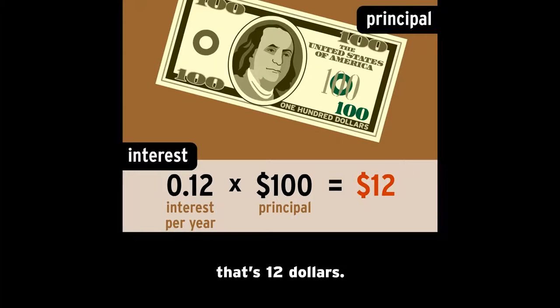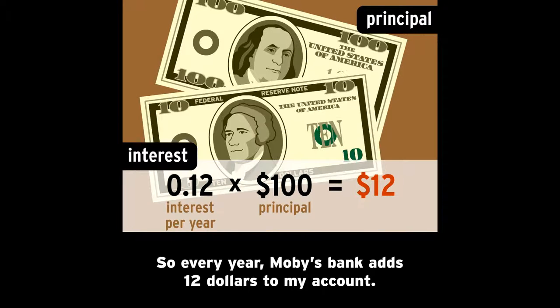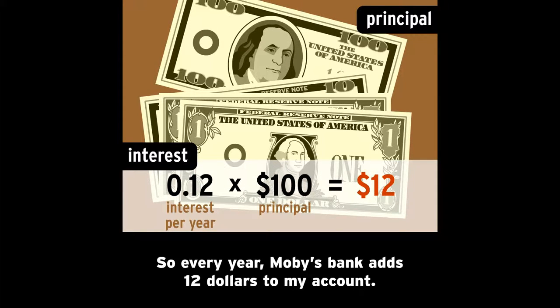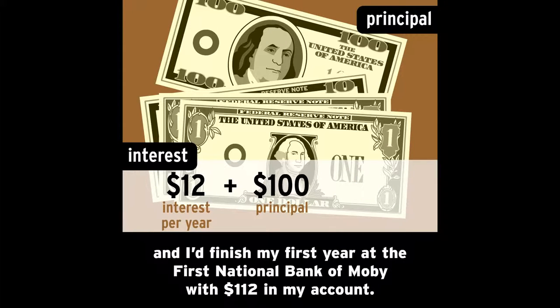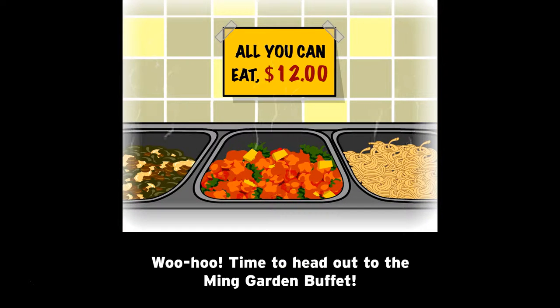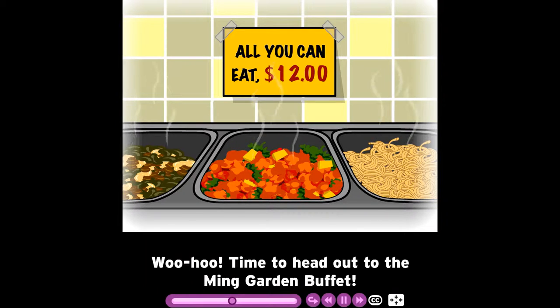That's $12. So every year, Moby's bank adds $12 to my account. Add that to the $100 principal, and I'd finish my first year at the First National Bank of Moby with $112 in my account. Woohoo! Time to head out to the Ming Garden Buffet.